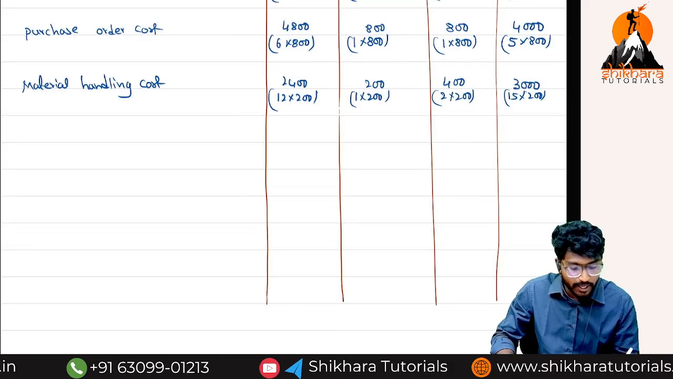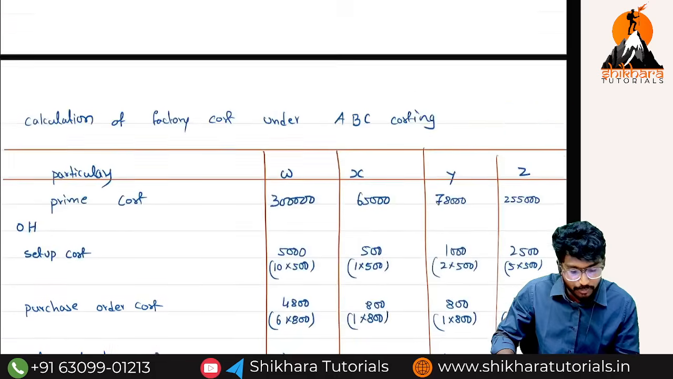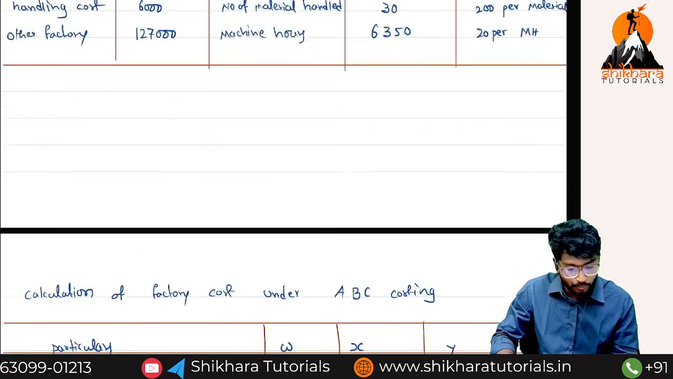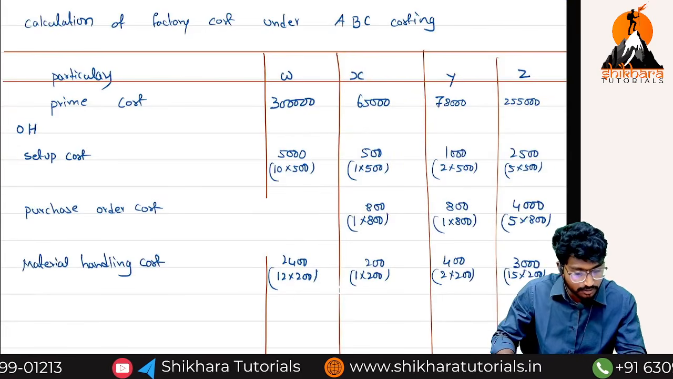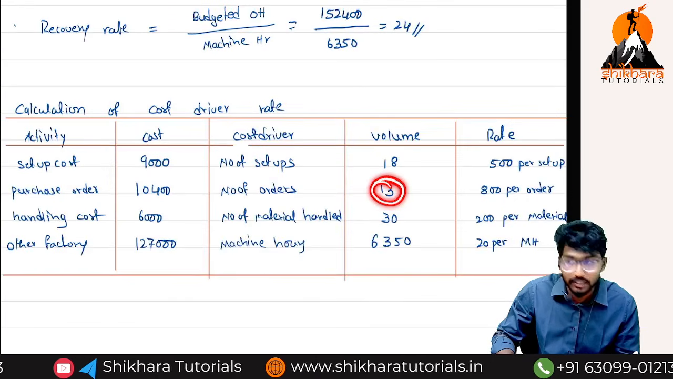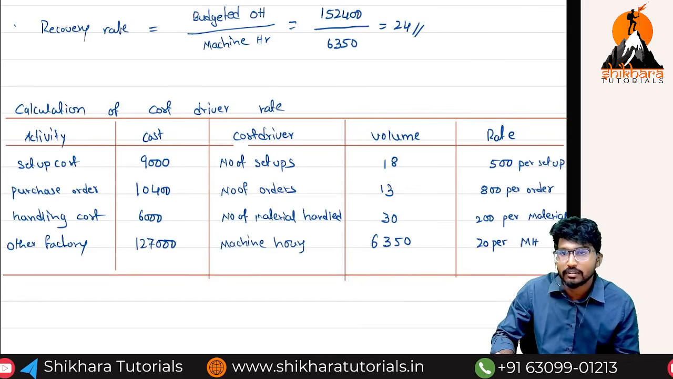If you add this all, 12 plus 1 plus 2 plus 15, it must equal this 30. If you add 6 plus 1 plus 1 plus 5, it must equal 13. Then only your answer will be correct.